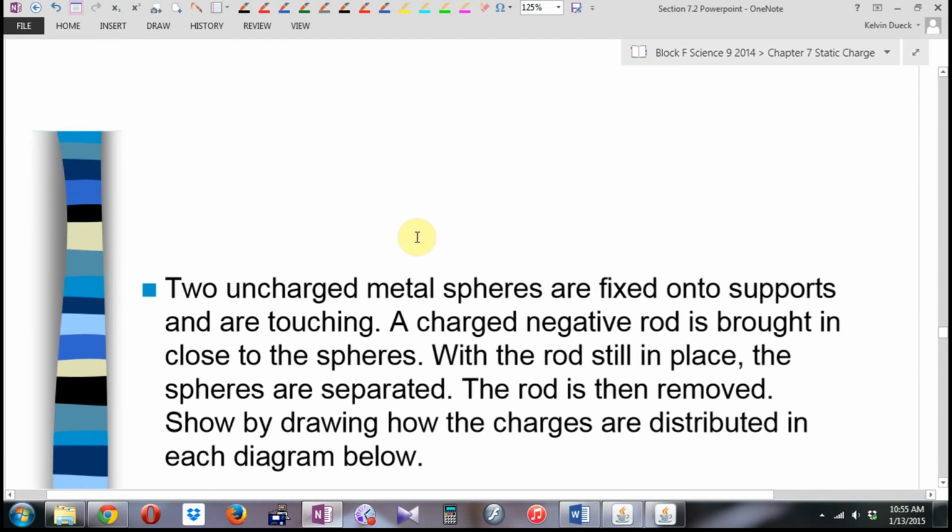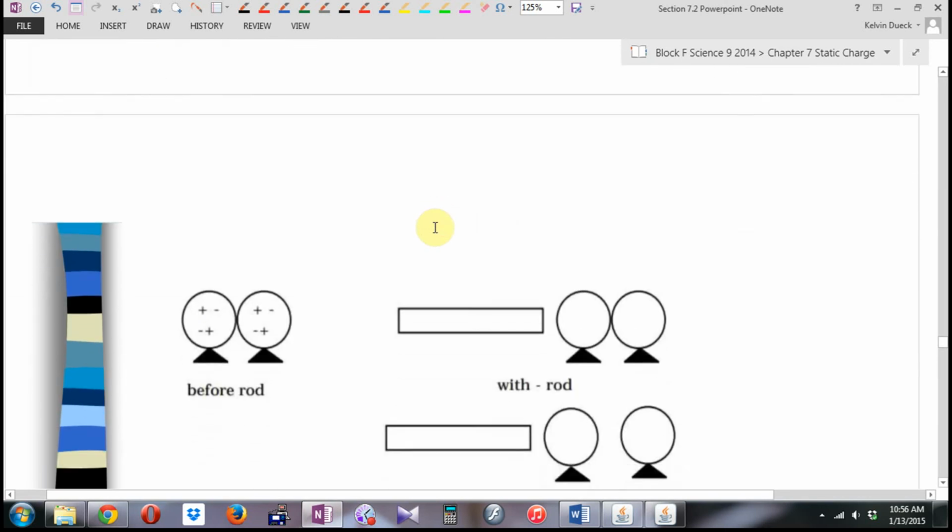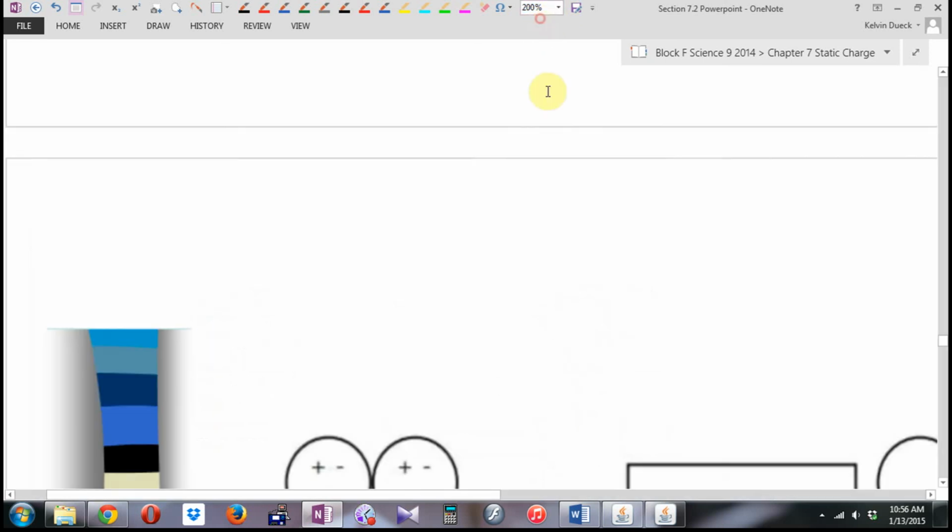It says this: two uncharged or neutral metal spheres are fixed onto supports and are touching. A charged negative rod is brought in close to the spheres. With the rod still in place, the spheres are separated. The rod is then removed. What happens? Here are pictures. Let me make this a little bit bigger.